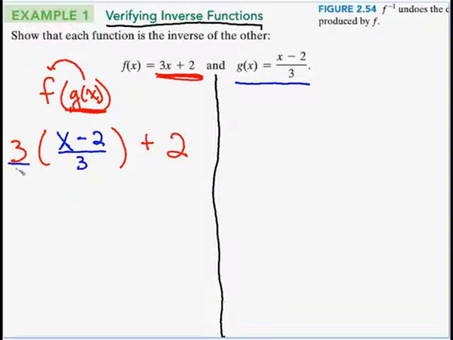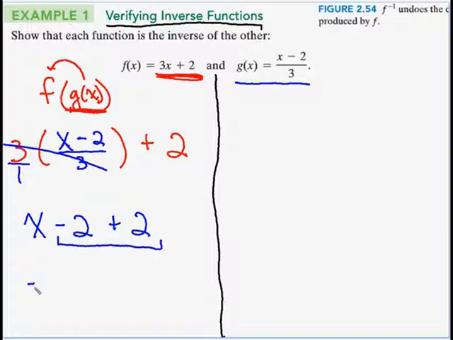Well, this is a 3 over 1. On the diagonal, the 3's cancel, so I'm left with quantity x minus 2, and then plus 2. Well, the minus 2 plus 2 cancels, so I'm left with x. f of g of x is equal to x.